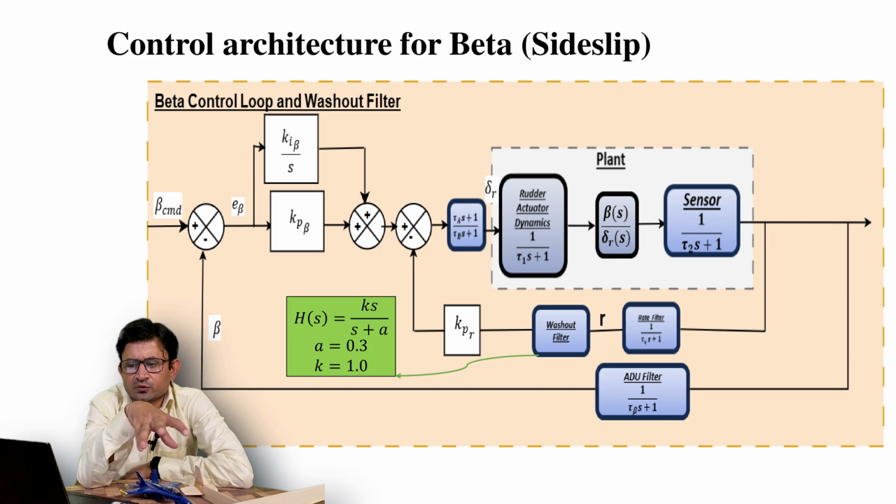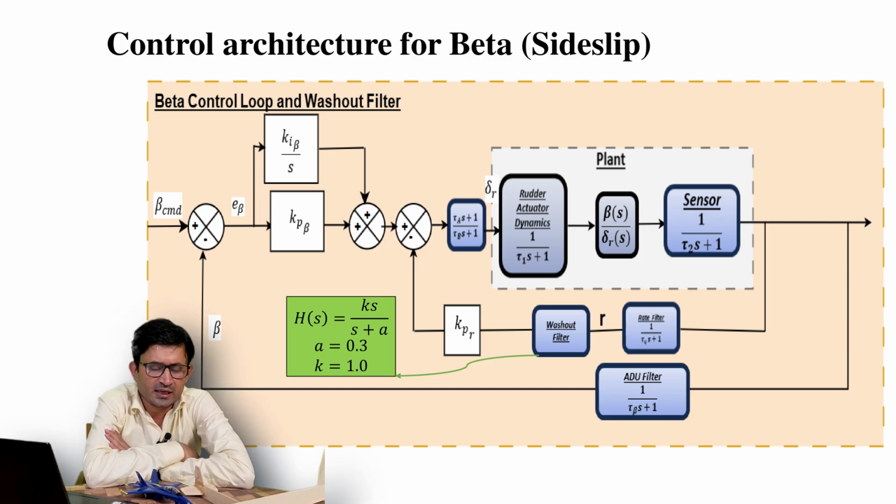The washout filter you can write as Ks divided by (s plus a), where, as an example here, I am taking a as 0.3 and K as 1. When you do the analysis in any software, Simulink and so on, you can change this a value and K value in order to see different kinds of response, and based on your requirement you can pick one.